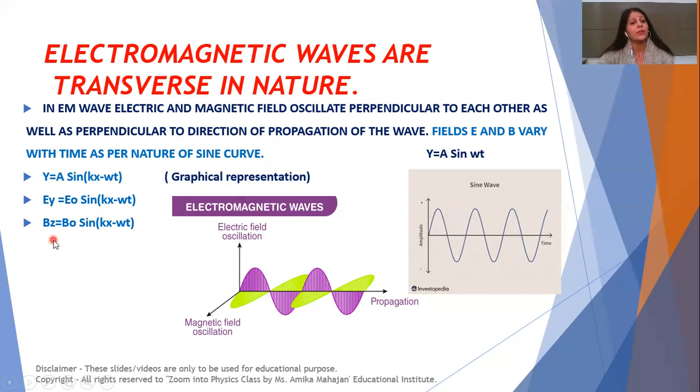Similarly, oscillations of the magnetic field will be represented in equation form by Bz equal to B naught sine kx minus omega t. These two equations represent the mathematical representation of electromagnetic waves.